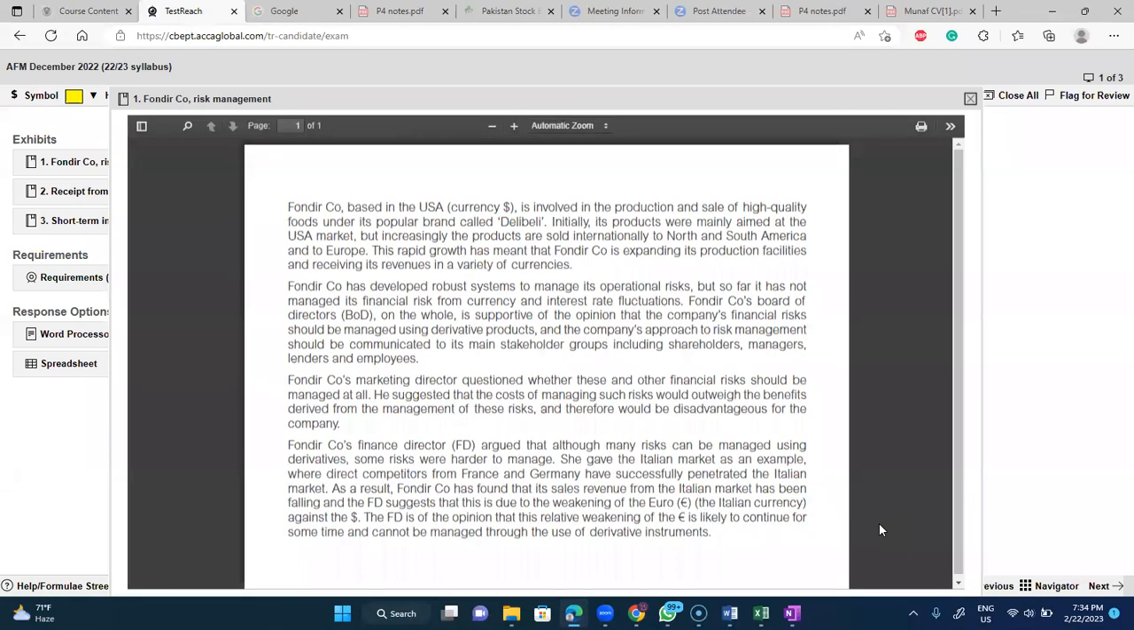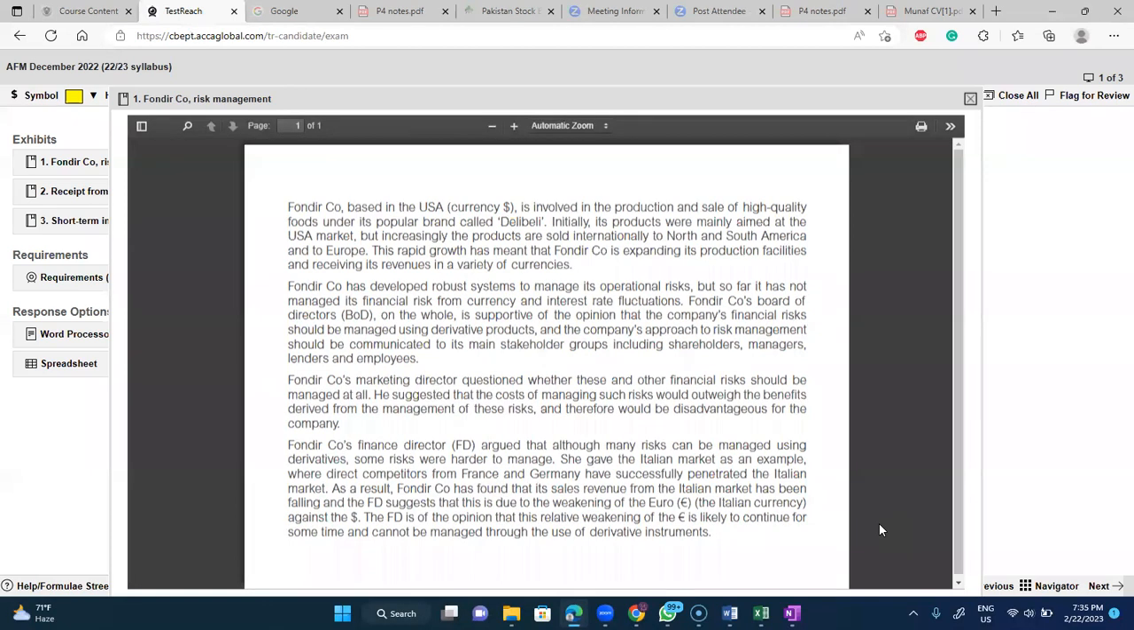So the marketing director is asking whether we should manage that or not. He suggested that the cost of managing such risk would outweigh the benefits derived from the management of these risks, and therefore would be disadvantageous for the company. The finance director argued that although many risks can be managed using derivatives, some risks were harder to manage. She gave the Italian market as an example, where direct competitors from France and Germany have successfully penetrated the Italian market. As a result, Fondir company has found that its sales revenue from the Italian market has been falling, and the FD suggests that this is due to the weakening of the euro against the dollar.